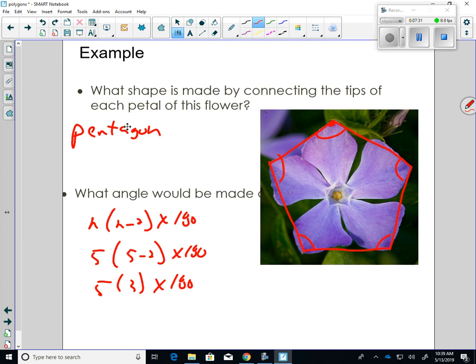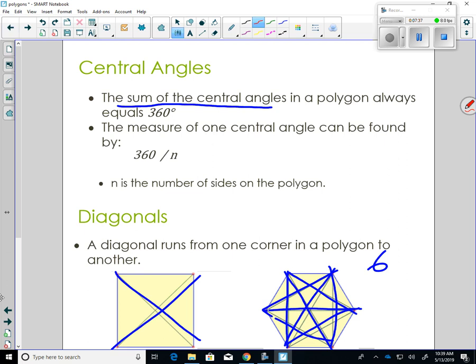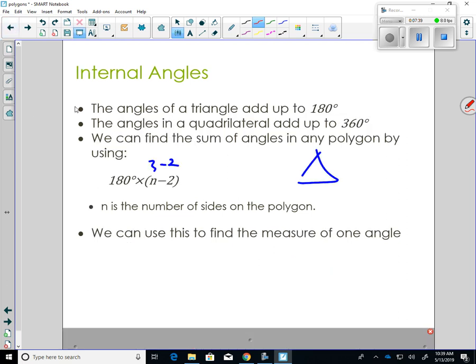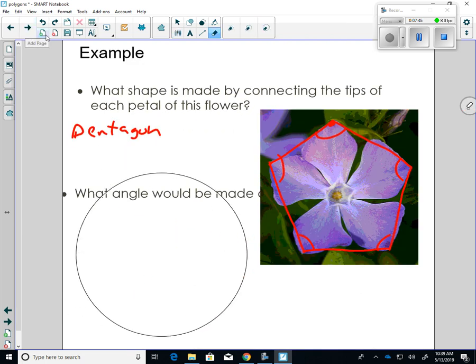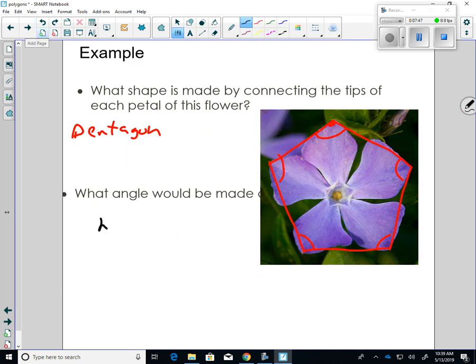So that doesn't make sense. What did I do wrong? It should be 180 times n minus 2. I always get this formula wrong. And then 180. Oh, it's not n times n minus 2, right? It's just n minus 2. N minus 2. Gotcha. My mistake. N minus 2 times 180.